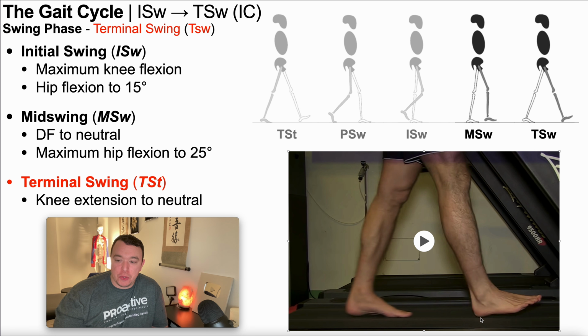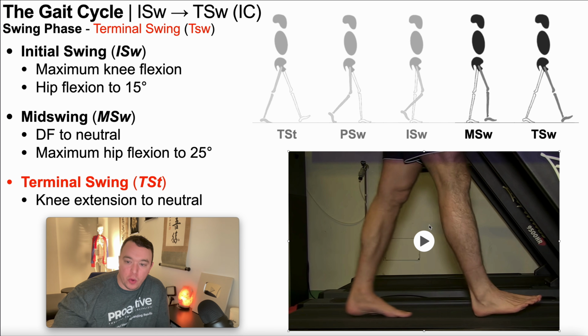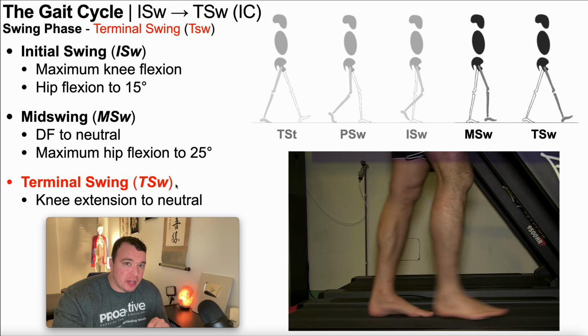So terminal swing, it goes from where the tibia is vertical just to almost where that heel is touching the ground, but not quite. Remember, because terminal swing is still part of single limb support with respect to the contralateral limb. And then the critical event of terminal swing is knee extension to neutral. And I should clarify this. A lot of sources will say knee extension to neutral.